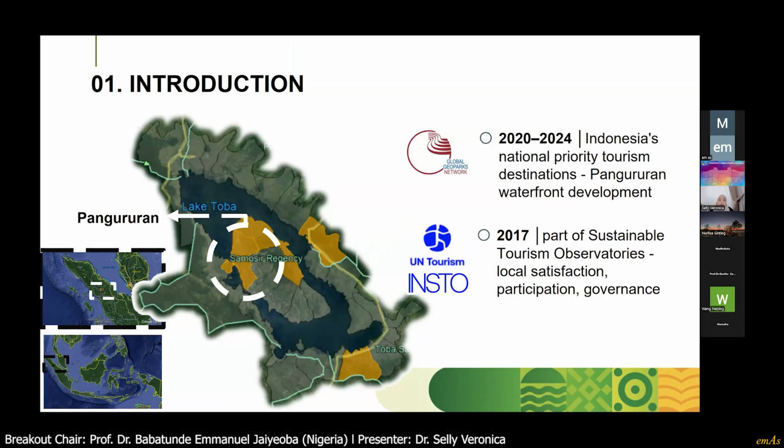In 2019, this area was decided to be part of the national priority tourism destinations, and there has been huge and rapid tourism development in Pangururan. Based on international recognition, Pangururan and Lake Toba are also part of the Global Geopark Network. Since 2016, it has also been part of the UN Tourism International Sustainable Tourism Observatory, where we observe and monitor the process of tourism sustainability in Pangururan.